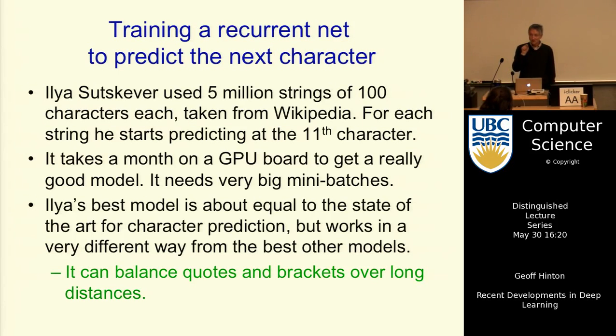His recurrent net was about equal to the state of the art for character recognition, slightly worse. But it could do things like balance brackets 30 characters later, because the recurrent net would remember, I've got an opening bracket and I better close it. In fact, if you gave it 2 opening brackets, it would get slightly worried and it would close one fairly quickly. The recurrent net we determined could count brackets.